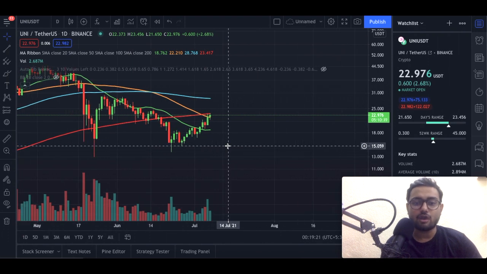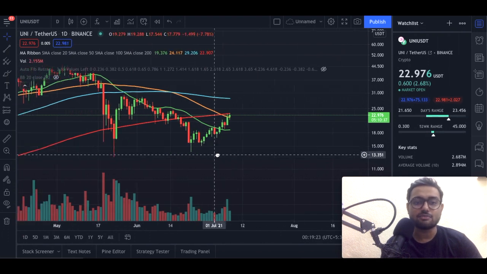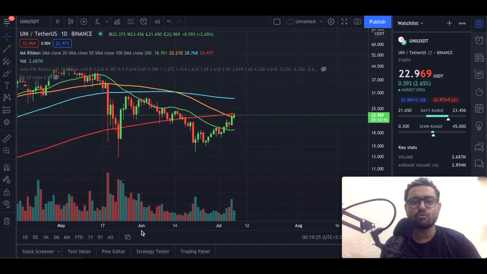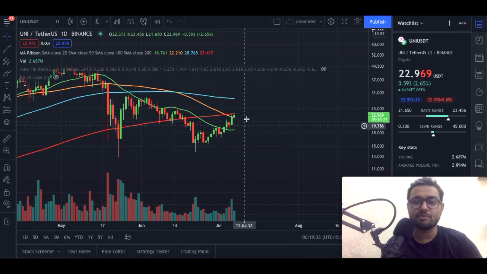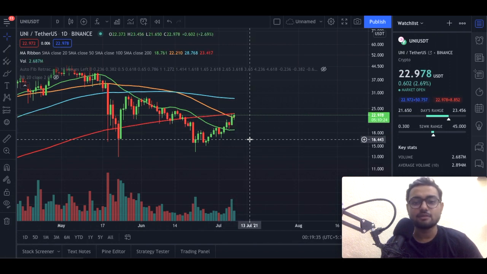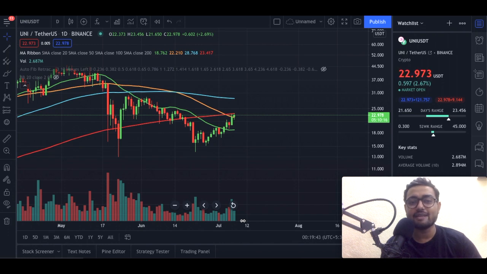Now, if you have to talk about the support, then of course the 50-day moving average, which is at about 22.2, is acting as a support for today. It was acting as a resistance till yesterday, but we have broken above it and we have treated that as a support for the 7th of July. If you have to go below that, then of course the 20-day moving average, which is at about 18.76, is the last level of support that we have for UNI USD on the daily time frame.